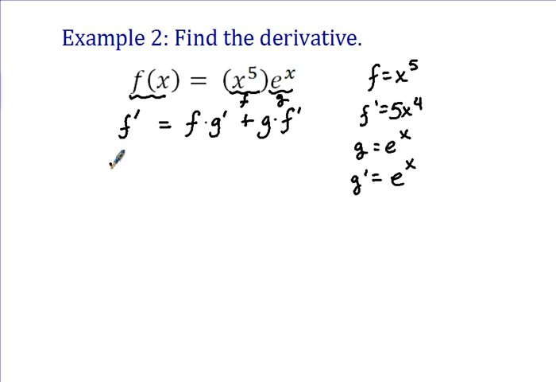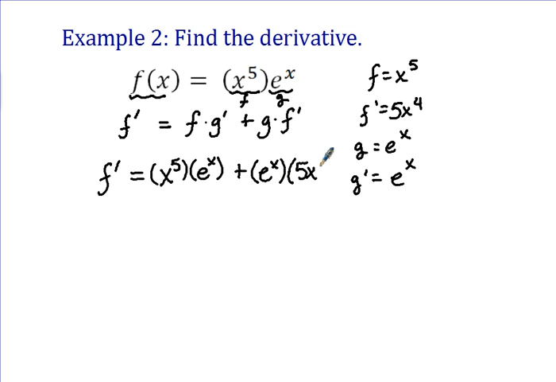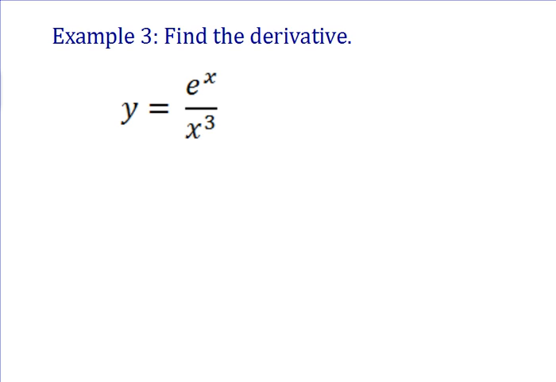So then if I apply my product rule, the derivative is f, which is x to the fifth, times g prime, e to the x, plus g, e to the x, times f prime, 5x to the fourth. And with this application of the product rule, there's really no simplifying that we can do here, so we can just leave our answer in this form. Let's look at one more example together.